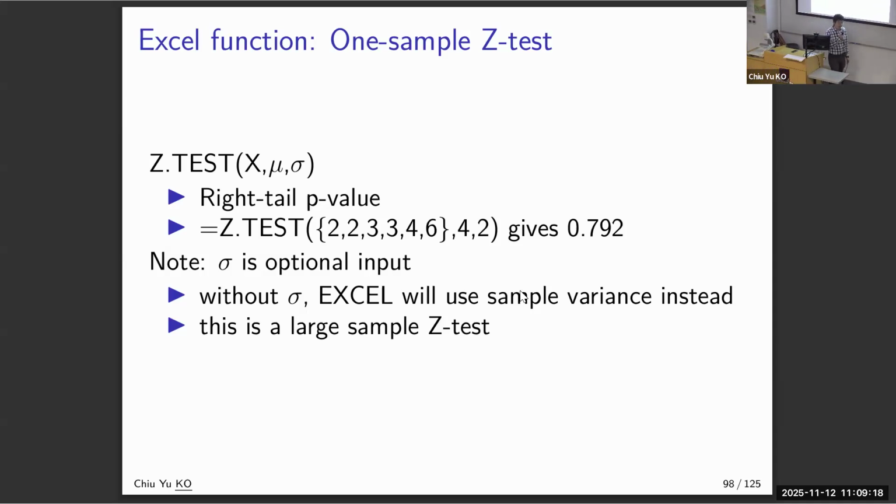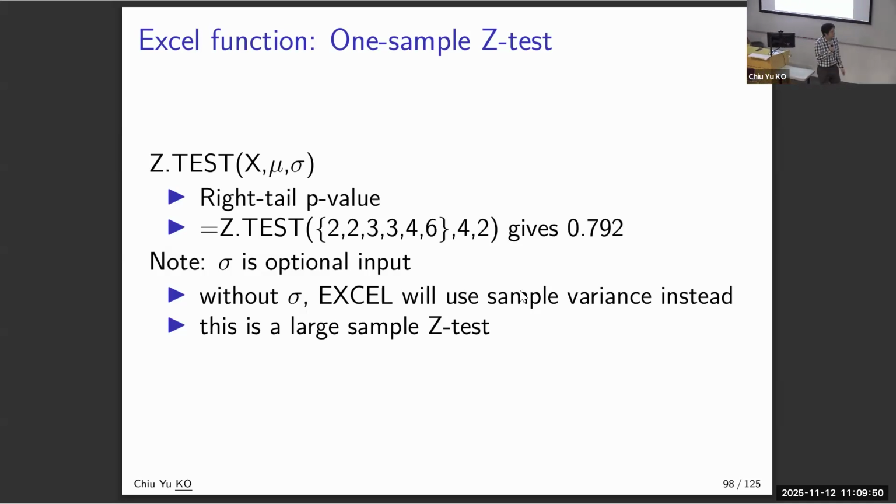If you have a very large sample, T and Z are the same, so basically this Z test will give you a very similar result to the T test. Suppose your data is more than 200, then I don't see a difference between the Z test and T test. You can omit the last argument, so that's very convenient. And do note that this one only gives you the right tail.